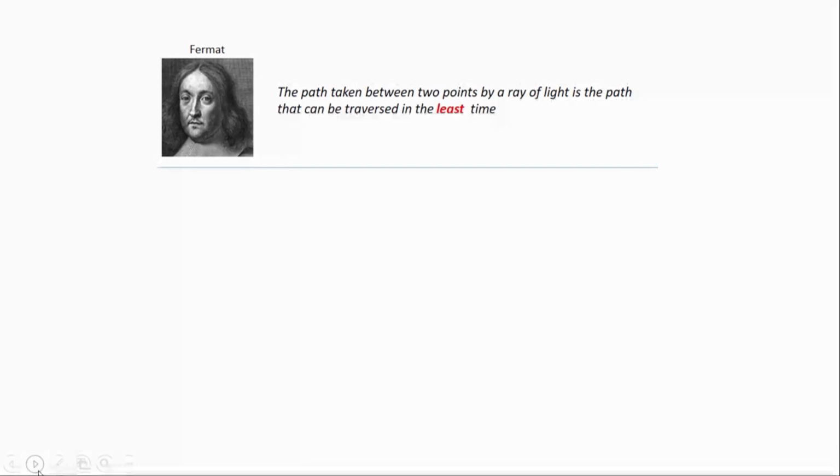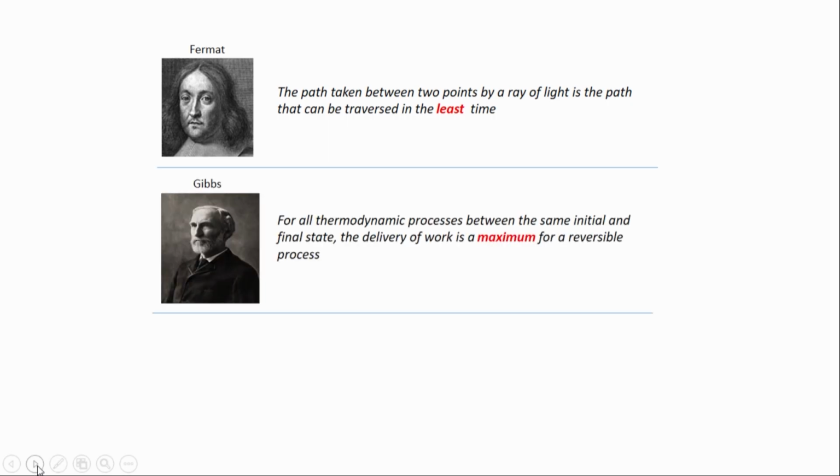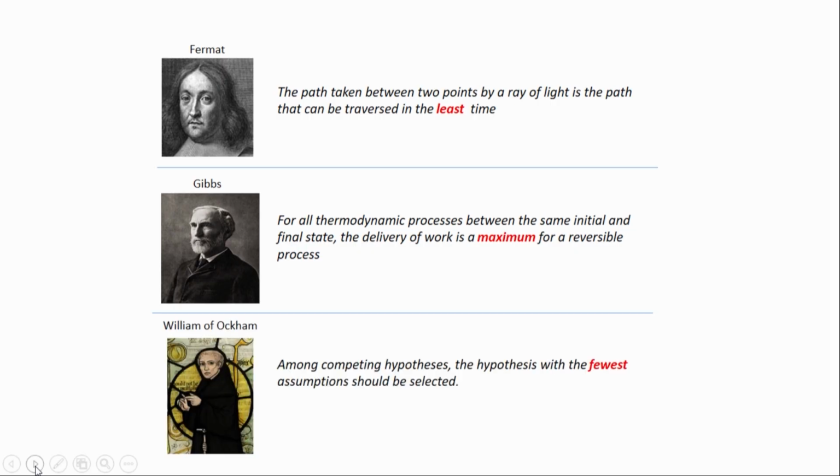And there are more examples. For example, if you look at the path traveled by light from one point to another, it travels in the path of the least time, right? Similarly, there are examples in thermodynamics. And this is another one, Occam's razor, which is saying that among competing hypotheses, if you have like 10 different ways to explain the same thing, the hypothesis with the fewest assumptions should be selected. And this is often used in machine learning as well, to find out what best explains data, let's say.